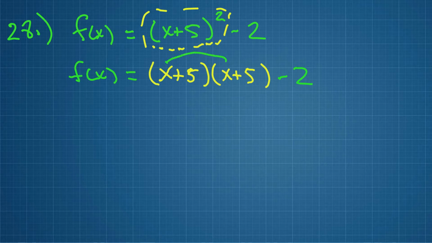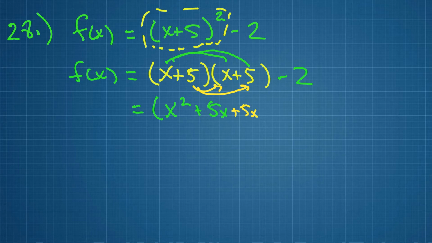So now I'm going to FOIL. x goes to x, goes to 5. So x times x is x squared. x times 5 is 5x. Now the 5 is going to go to x, and the 5 is going to go to 5. So 5 times x is another 5x. 5 times 5 is 25. The minus 2 is just going to drop down. The f of x is just going to drop down.